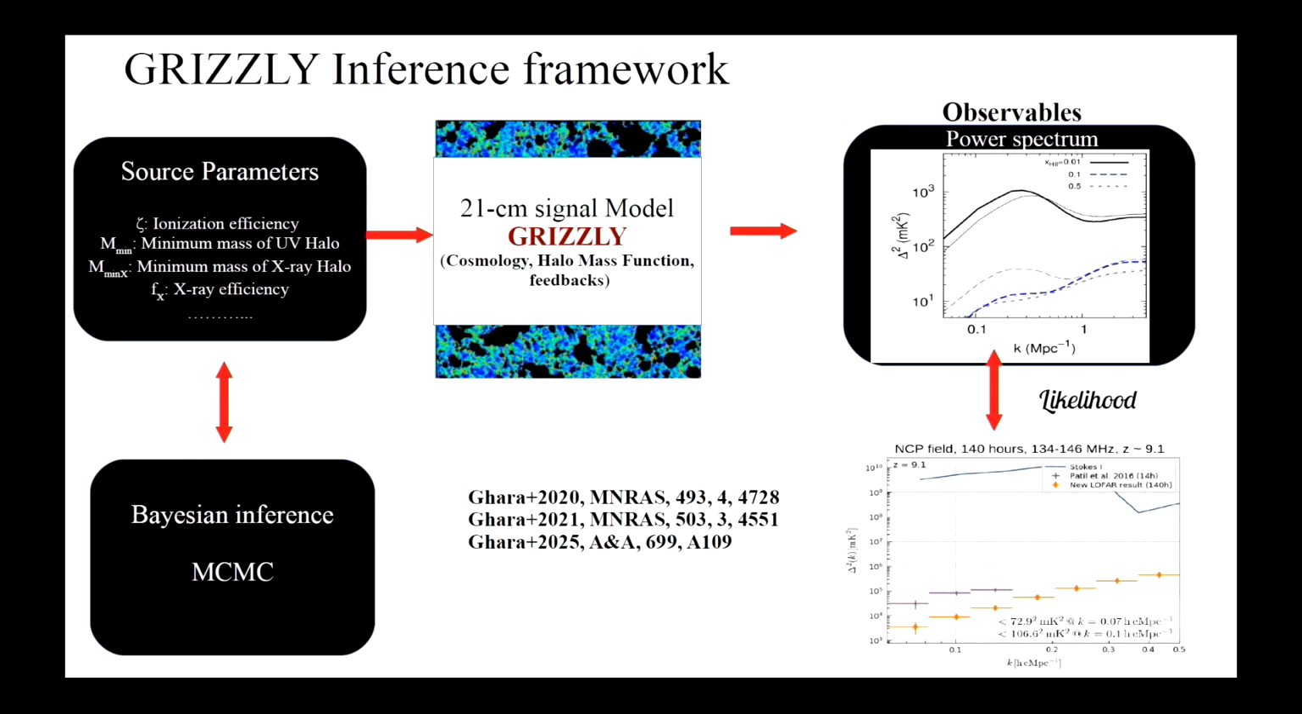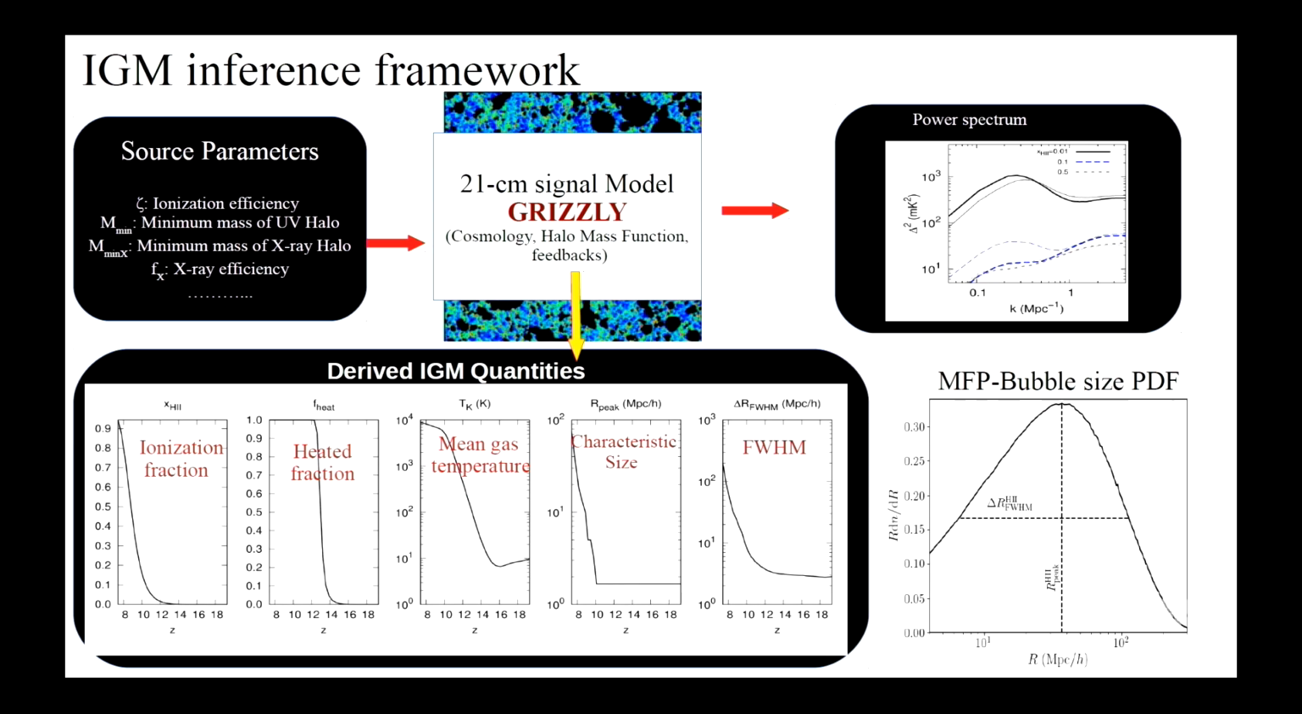Now a typical inference framework looks like this. We use a code here; for this LOFAR team, we use this Grizzly code, which I just discussed previously. That is working under these source parameters, which are ionization efficiency, minimum mass of UV emitting halos, minimum mass of X-ray emitting halos, and X-ray efficiency. Now, for a combination of these parameters, Grizzly will produce a map like this, right? From that, we will produce the observable, in this case the power spectra, and then we will couple that with the observed one through a likelihood. This is basically a Bayesian framework which we use.